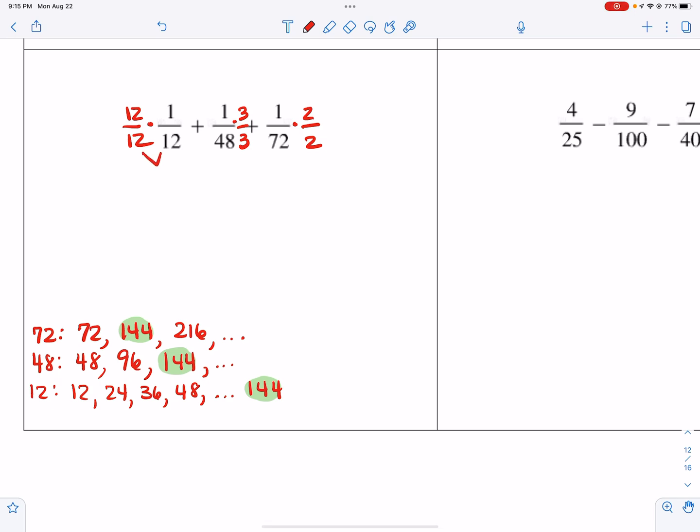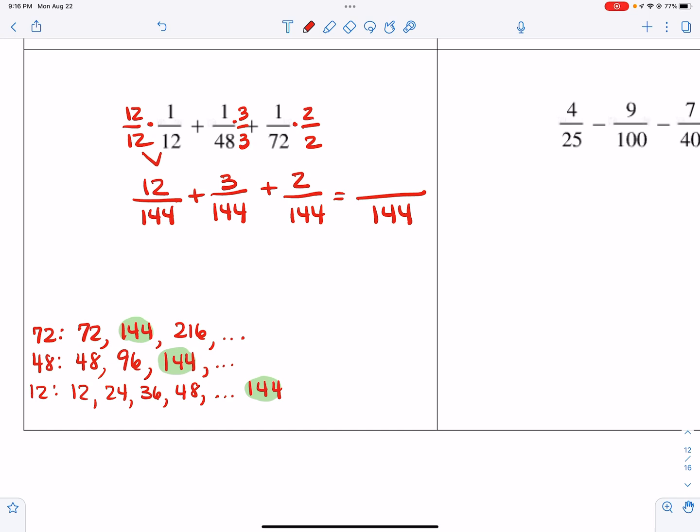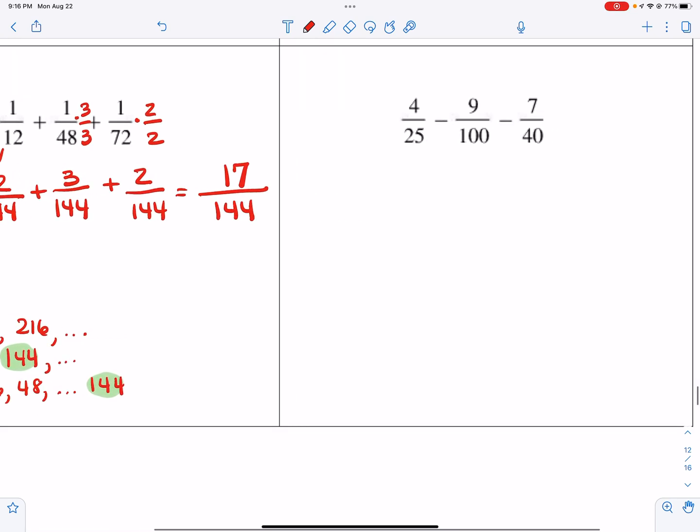So now we get 12 144ths plus 3 144ths plus 2 144ths. We write our common denominator, and then we add 12 plus 3 is 15, plus 2 is 17. Okay, so those are a little bit challenging.